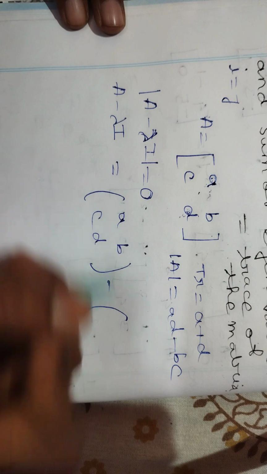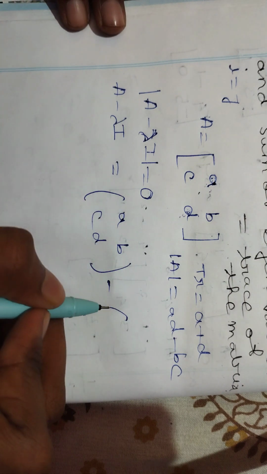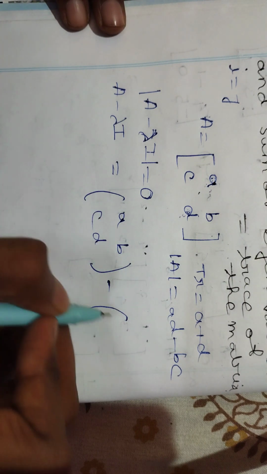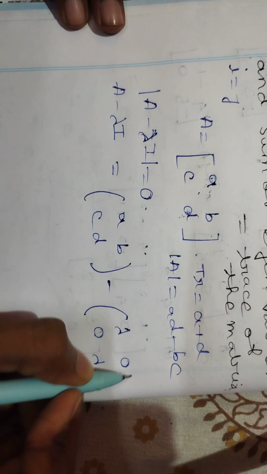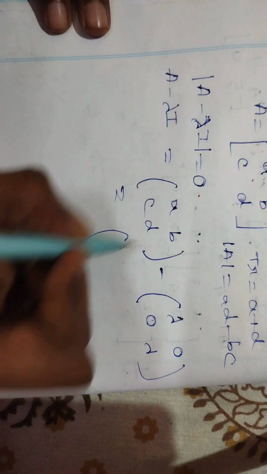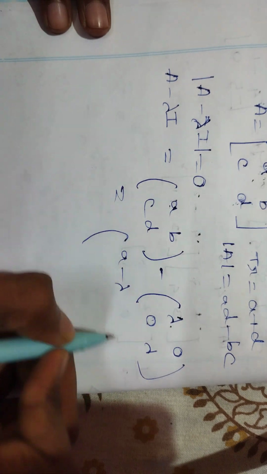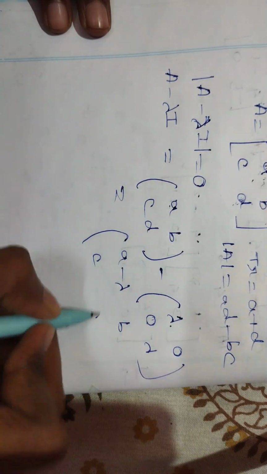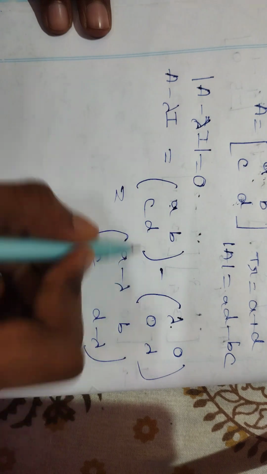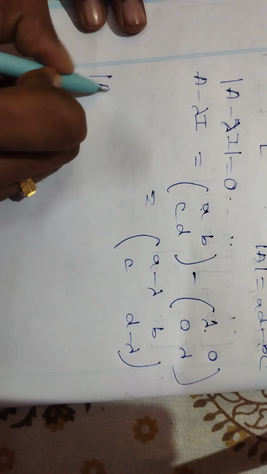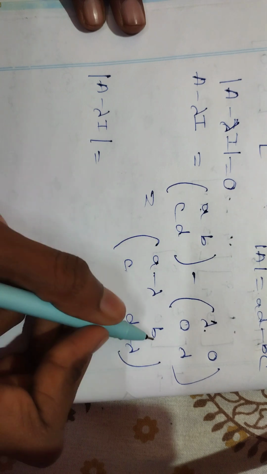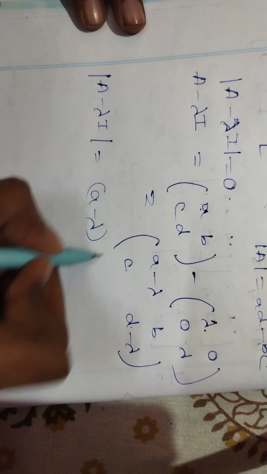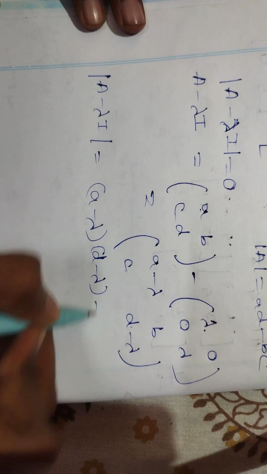So lambda times, so scalar multiplication, you know scalar multiplication, every element of the matrix will be multiplied by that scalar. So lambda 0 0 lambda. What is the resultant matrix? a minus lambda, b, c, and d minus lambda. Simple matrix subtraction. So determinant of A minus lambda I would be this into this minus this into this. So (a minus lambda) into (d minus lambda) minus bc.